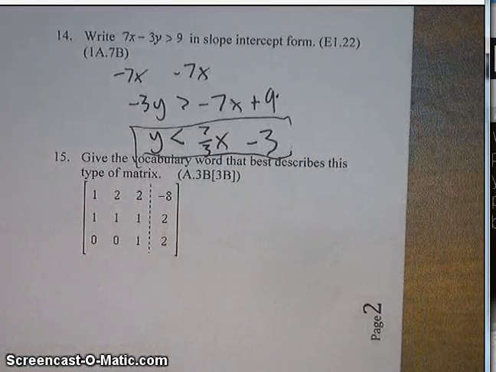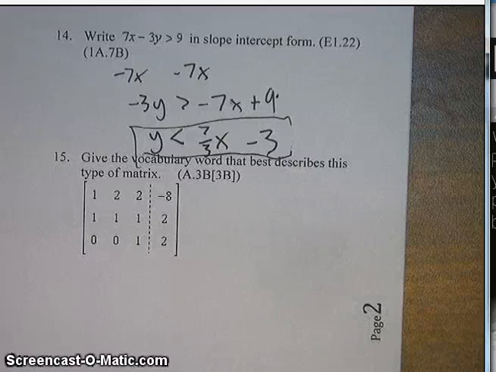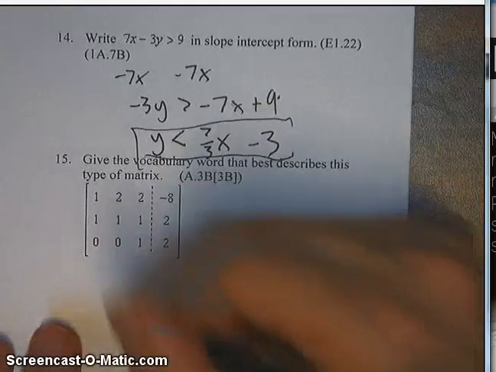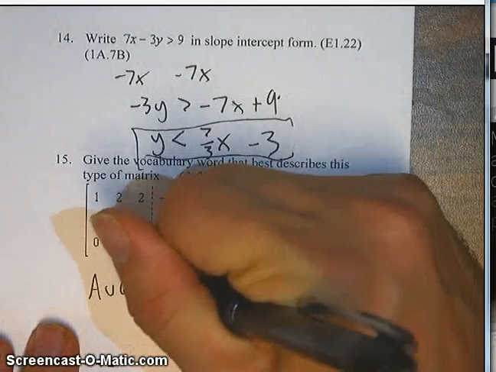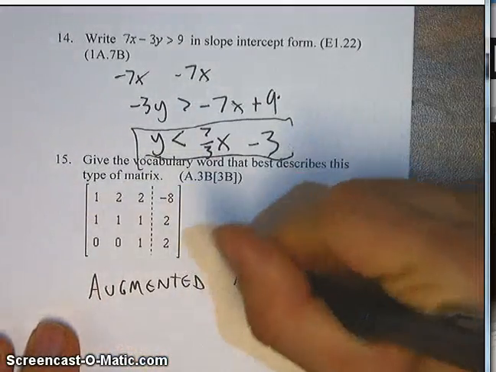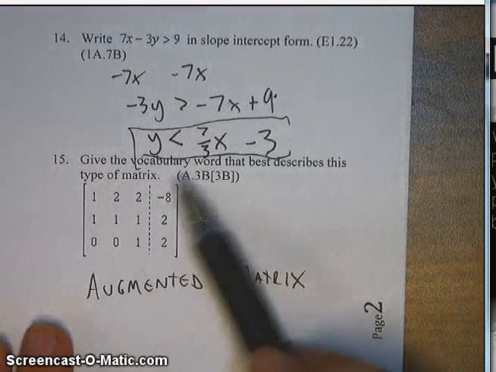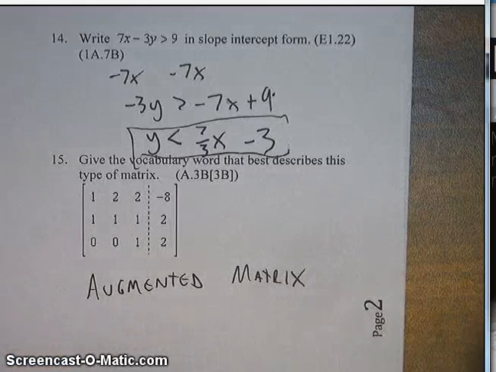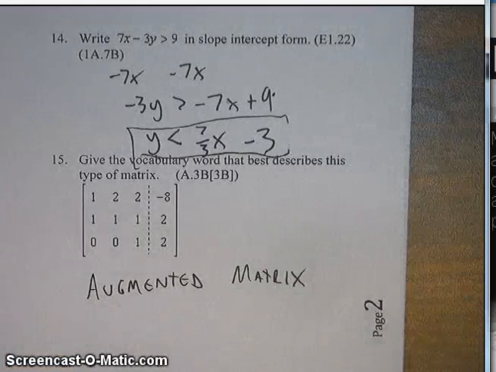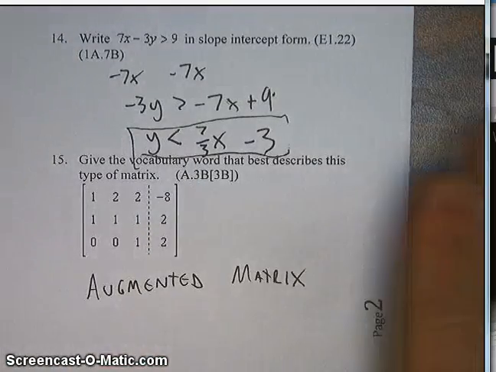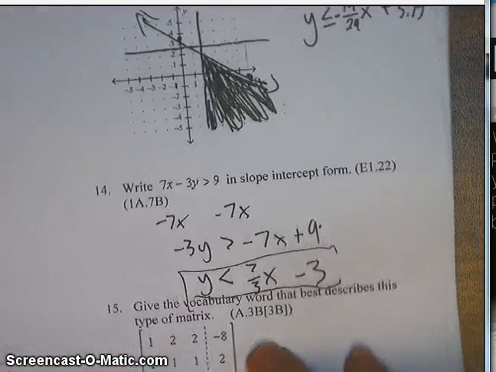Number 15 is give the vocabulary word that best describes this type of matrix. Well, hopefully that's just one you're going to remember. That's an augmented matrix. And what makes it an augmented matrix is that it has all these coefficients in here and it has the constants. It's like you took 3 equations and you stuck them together. That's how I remember what an augmented matrix is. All right. Let's go on to number 16.